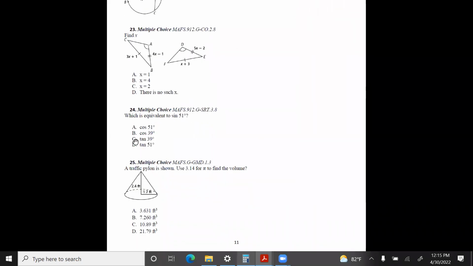We did 24, 25. It says a traffic cone is shown. Use 3.14 for pi. Find the volume. So again, it's a cone. So we have volume equals 1/3 base area times height. For base area, we're plugging in pi r squared. They gave us the parts that we need. So we have 1/3 pi. The radius was 1.7. The height, 2.4.